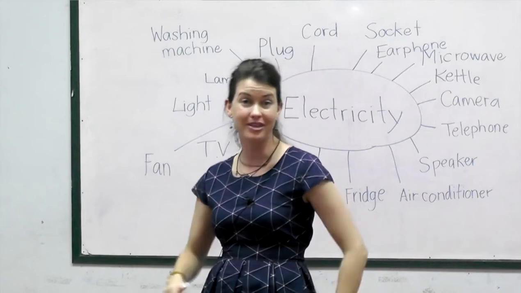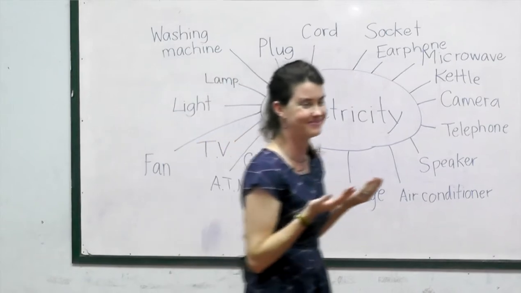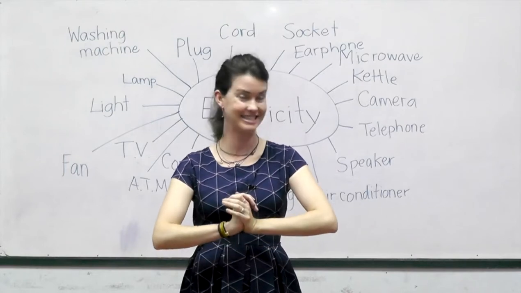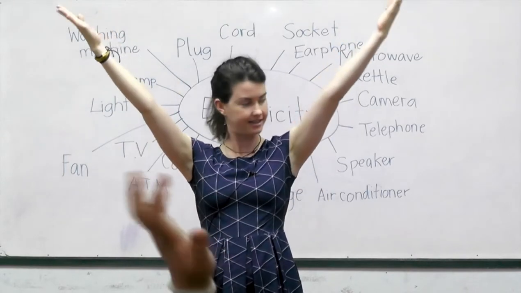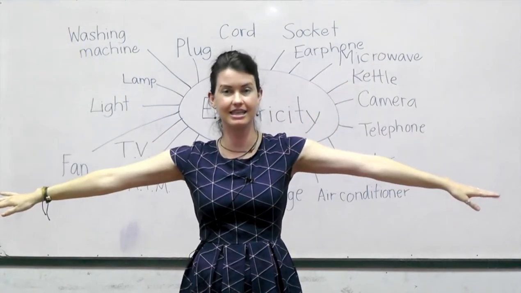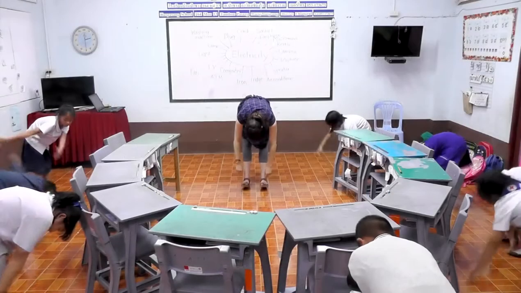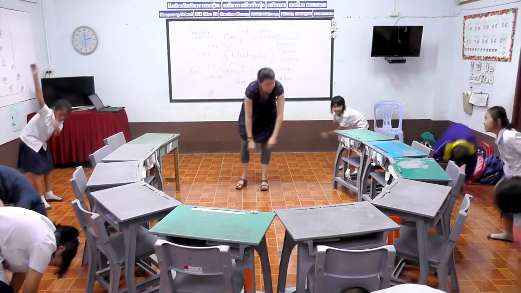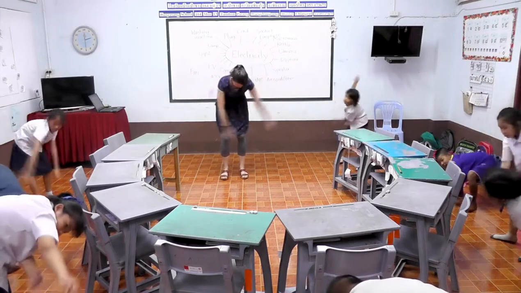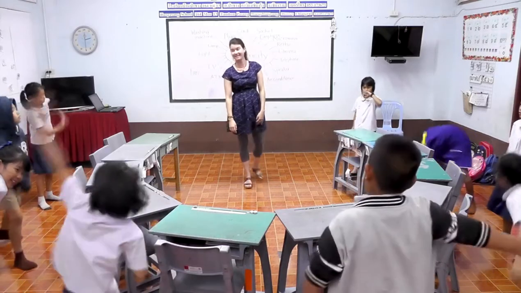Okay, we're going to look at our PowerPoint for electricity, but first we're going to do a little stretch break. So everybody stand up. Very nice. Okay, friends, put your arms up over your head. Stretch all your fingers. Put your arms in a T. And touch your toes. Go up and swing your monkey arms. Very nice. Good job, friends.